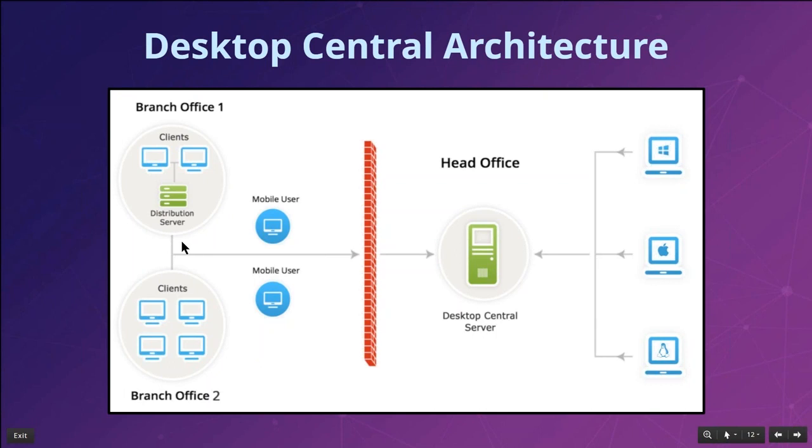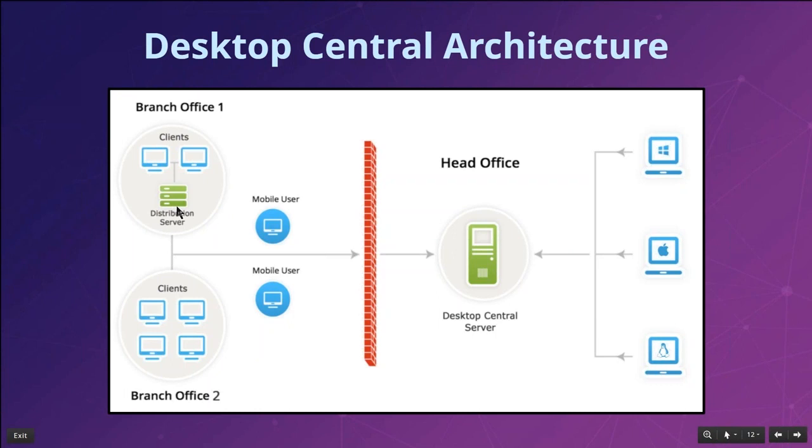When it comes to wide area network machines, you can use a concept called a distribution server to manage remote locations. You can have multiple remote locations, as you can see from the chart, and you can have distribution servers installed in any one of the machines in each remote office, so that whenever you deploy a patch or a software, it goes from the central server to the distribution server, and from the distribution server, it goes to all the machines locally there.